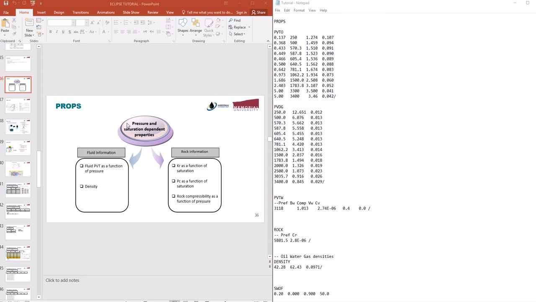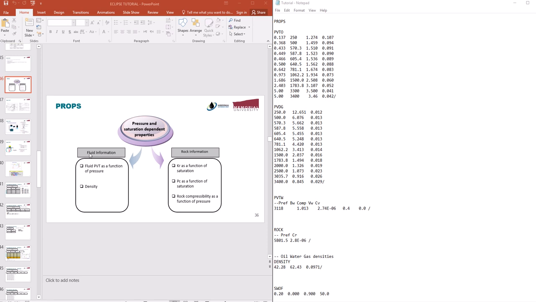So why is the props section important? Because in the props section we are going to tell the Eclipse what will be the PVT of our fluids. So basically in the run spec section we told the Eclipse that we are going to have, for example in this case, gas, oil and water phases. So in the props section we need to tell the Eclipse how these phases, I mean gas, oil or water, are changing with the pressure. Okay, mainly with the pressure.